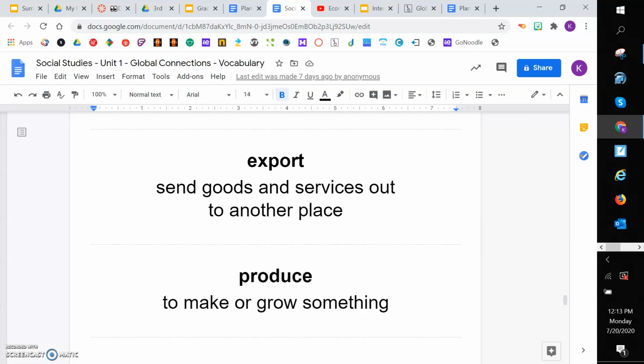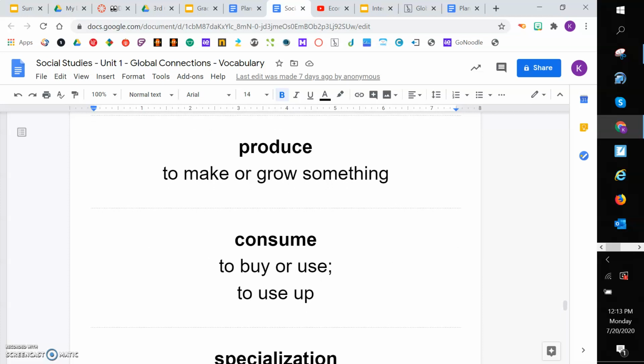Another word is the word produce, and that means to make or to grow something. So we might produce corn in the United States. That means we grow it, okay? Or we might make cars. We might produce cars in the United States, which means we make them.